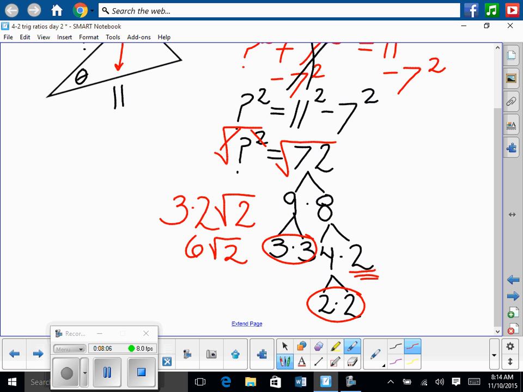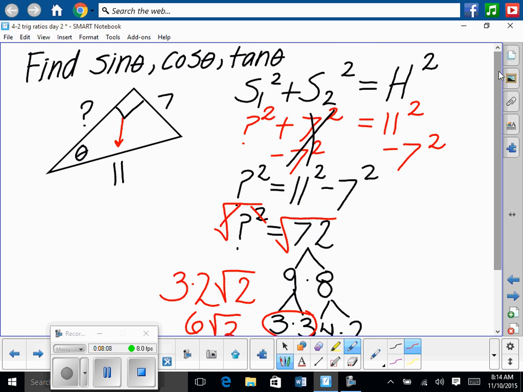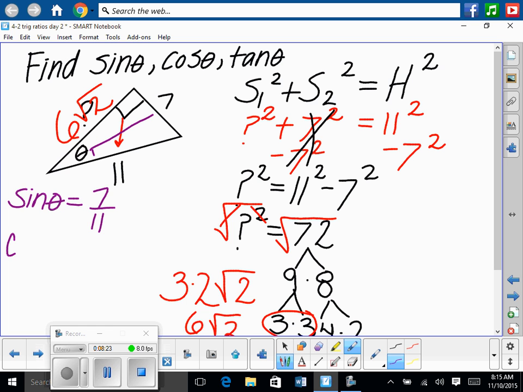All that work was just to find this side. 6 square roots of 2. And now we can do sine, cosine, tangent. So sine of theta is opposite over hypotenuse, 7 over 11. Cosine is adjacent over hypotenuse, which is 6 square roots of 2 over 11, which is good. Do we need to rationalize that? Nope, it's okay. Roots can be on top.